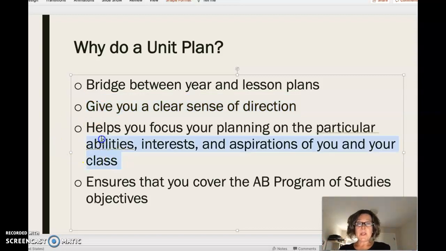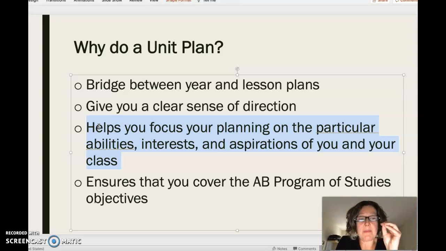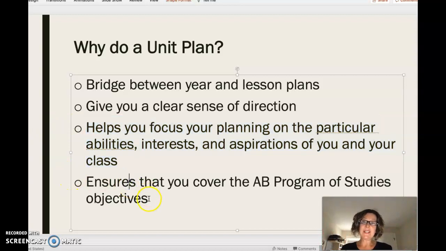It helps you focus your planning on the particular abilities, interests, and aspirations of you and your class. So again, if you're really super into Greek mythology, you can do a unit on it, and then you can bring in exactly what you're passionate about. Maybe you're passionate about linking it to the stars, just like we did with Sky Science. And so that would be how you would go about planning that unit, bringing in your own interests and abilities. And basically, a unit plan ensures that you cover the Alberta Program of Studies.